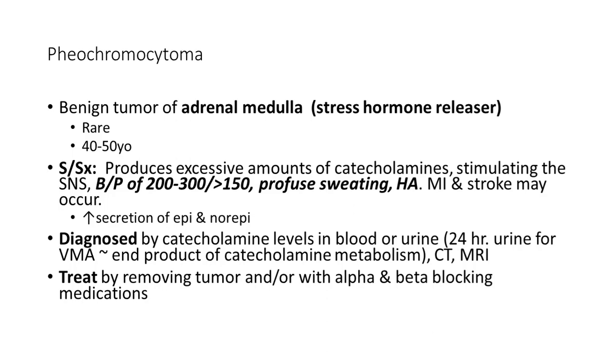Diagnosis: catecholamine levels in the blood or the urine, might be a CT scan, might be an MRI. Treatment for pheochromocytoma: remove the tumor and use alpha and beta blocking meds. So we need to get that heart rate and that blood pressure low.